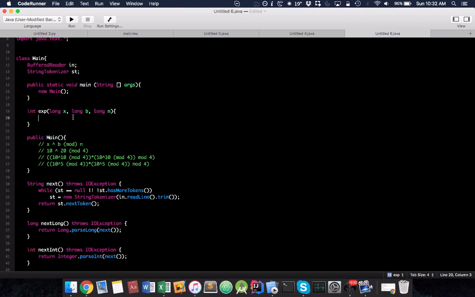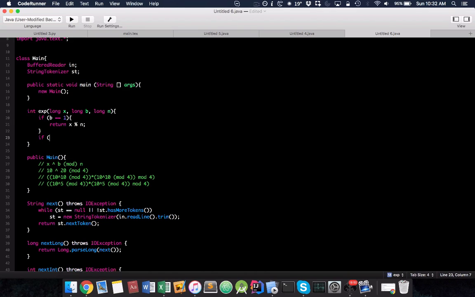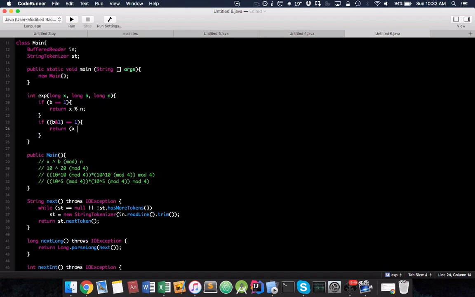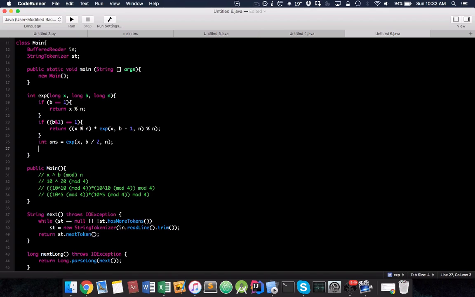So let's do the base case. If b equals 1, you can simply return x mod n. Then if b is odd, we isolate one term and do exponent of x, b minus 1, n, and now we mod all of this by n as well. Otherwise, we have our answer as exponent x, b divided by 2, n. Return answer times answer mod n.